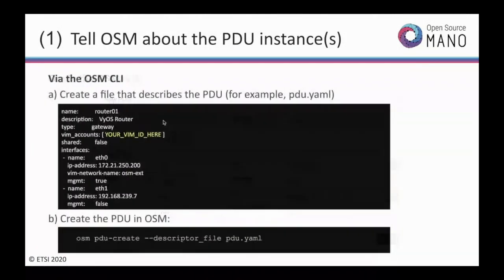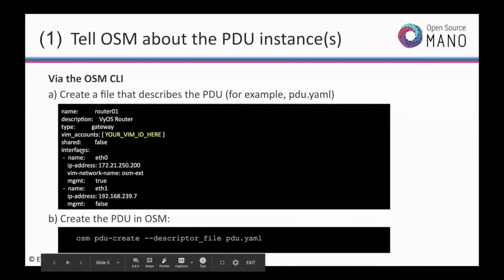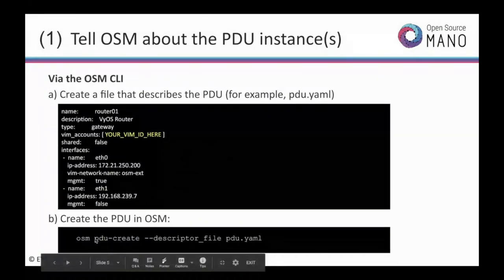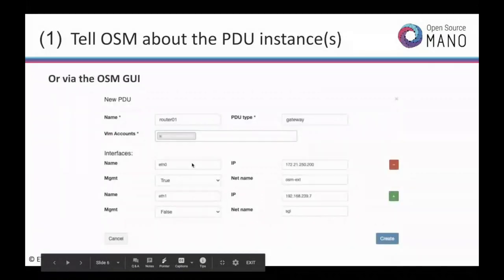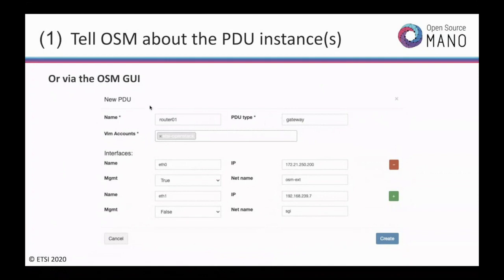So make sure that you do those two things. First, create your PDU, either through the CLI like this, creating the PDU YAML and putting the VIM ID, and then creating the PDU with that YAML, or through the OSM user interface, through this menu that you will see to the left, in the PDU instances option. It's important that you put the PDU type as gateway and select the right VIM account. For interfaces, you need to put this specific IP address, at least the management interface needs to match, because this IP address is the one being used by OSM to manage it.